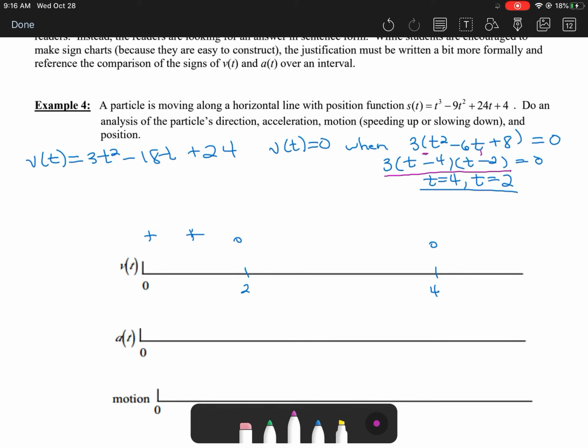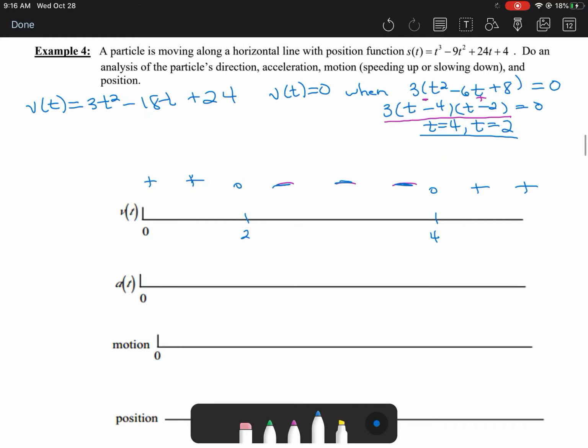I can see that if I plug 3 in, I get a negative here and a positive here. A negative times a positive is a negative. Again, I don't care about the exact value of it. I just want to know, is it negative or positive? Okay, and then let's plug in a number greater than 4. Let's say 5. There I'm going to get a positive and a positive. So that gives me a positive.